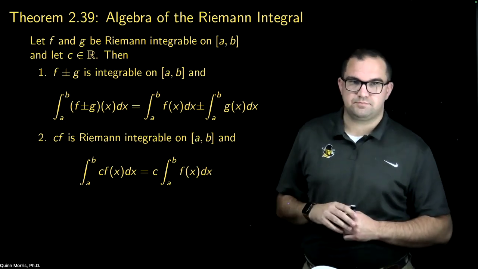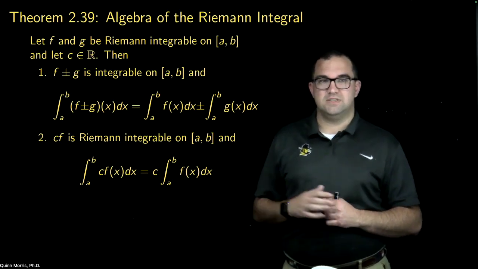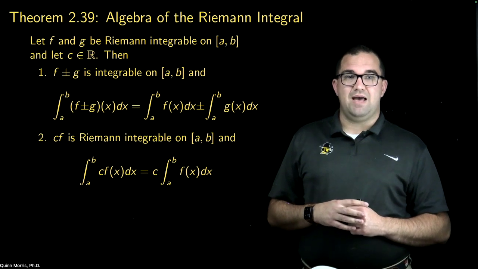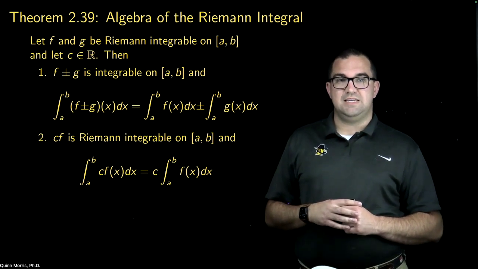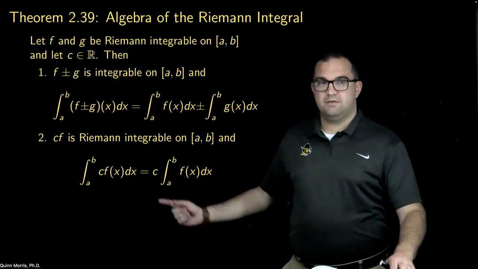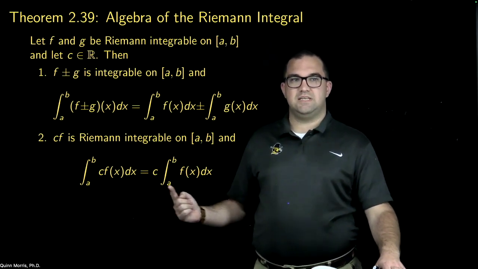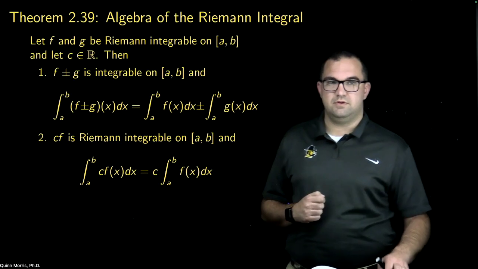Same for minus. The second part of this theorem says that if f is integrable, then c times f, where c is a constant, is Riemann integrable on the closed interval ab, and the integral of c times f dx is just equal to c times the integral of f.